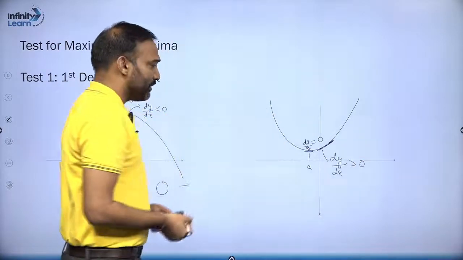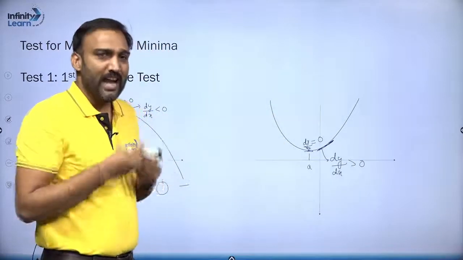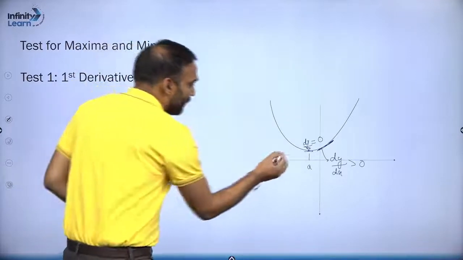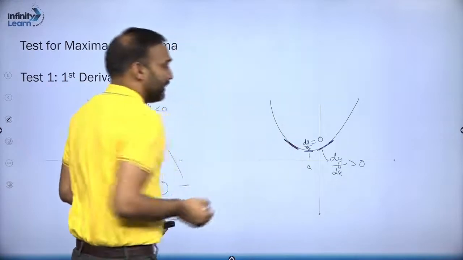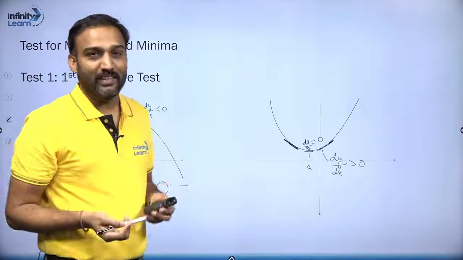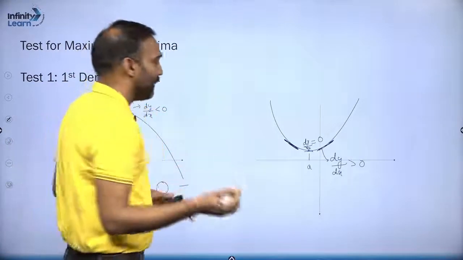And if I look at a point that is behind a, which is a minus h, this tangent would be like this, right? So now you can observe the slope of the tangent will be given by an obtuse angle, so dy by dx would be negative.